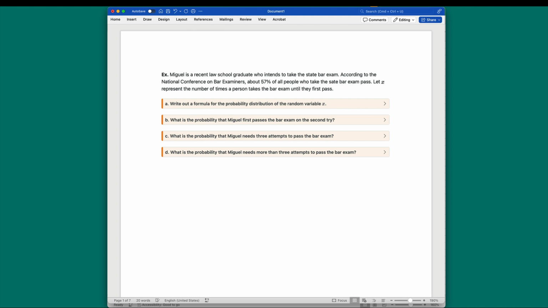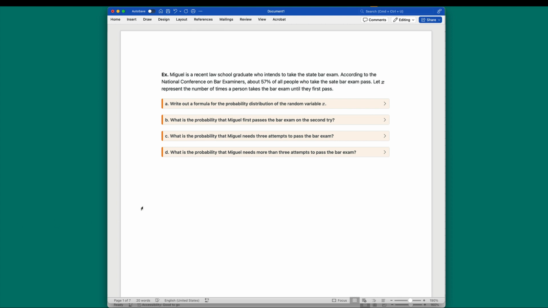We're asked to: A, write out a formula for the probability distribution of the random variable X. B, what is the probability that Miguel first passes the bar exam on the second try? C, what is the probability that Miguel needs 3 attempts to pass the bar exam? D, what is the probability that Miguel needs more than 3 attempts to pass the bar exam?